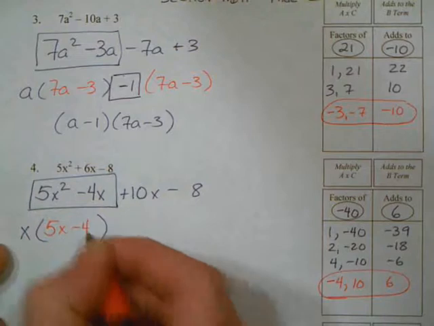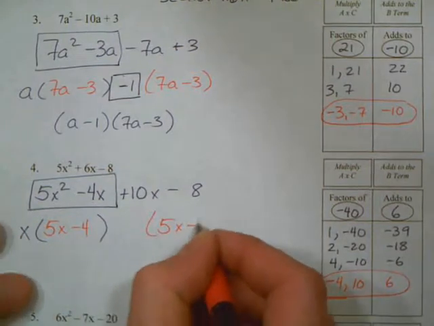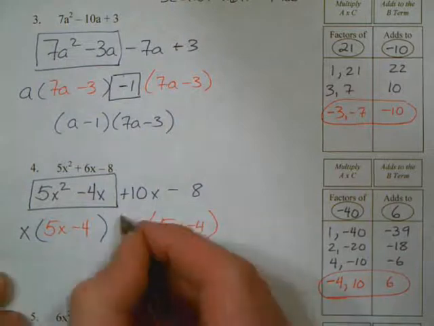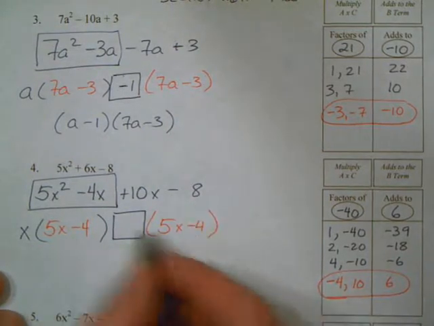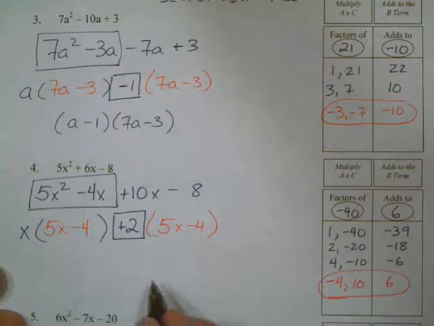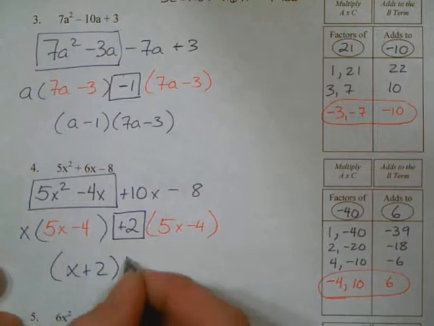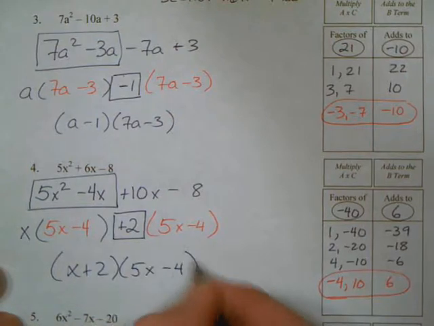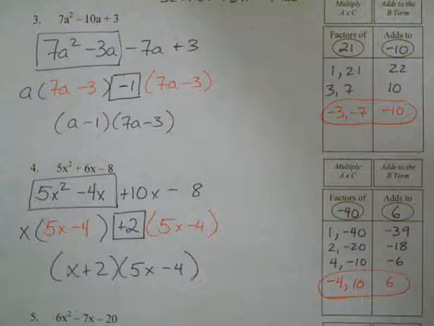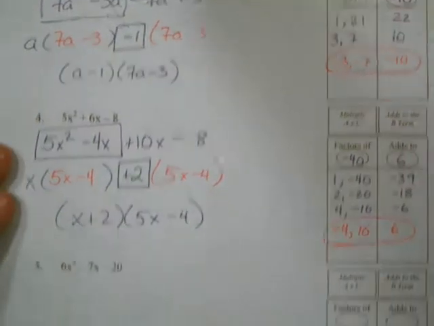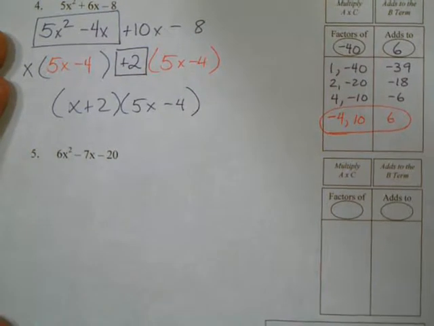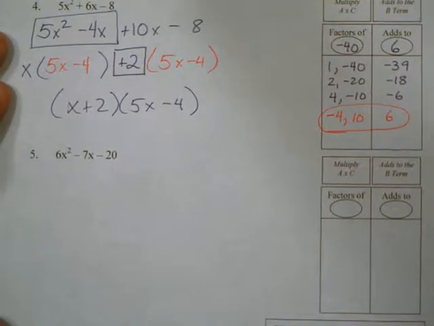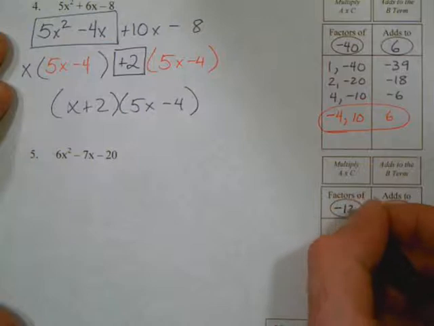We focus on our first two and try to say, what's our GCF? Well, we take out an x. That leaves us with 5x minus 4. Now we have 5x minus 4 at the back, and once again we're asked to fill in our box with what we think is going to go in. Well, negative 8 divided by negative 4 is positive 2, and we can check it by saying 2 times 5 is 10. That gives us an answer of x plus 2 times 5x minus 4. This concludes number 4. Let's look down at our last one on the page.